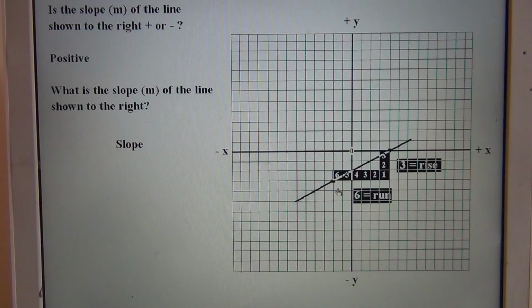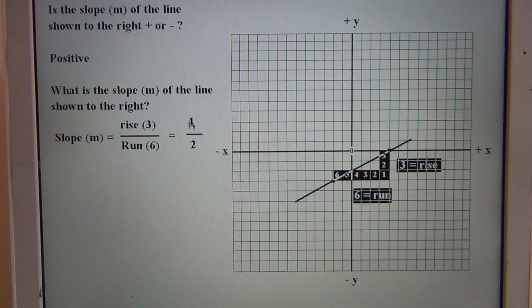And you know that the slope is the rise, which is 1, 2, 3, over the run, which is 1, 2, 3, 4, 5, 6. Slope is rise over run, 3 over 6, and the slope is 1/2, and it is positive.